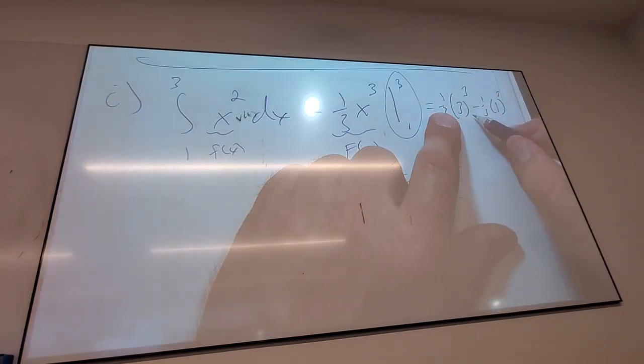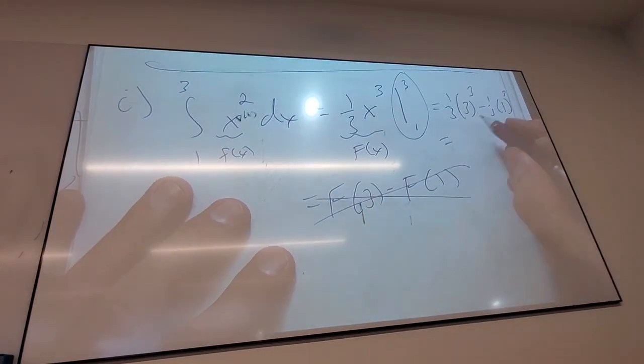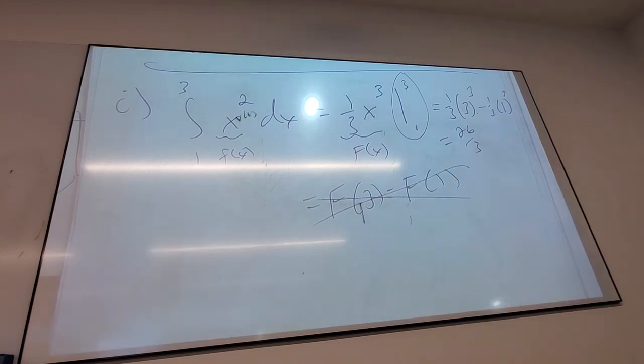I see what you're doing. Yeah, 27 thirds minus 1/3, 26 thirds. Yeah, I'm with you. Okay. 8.66.